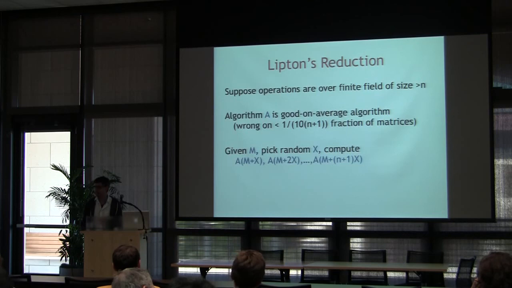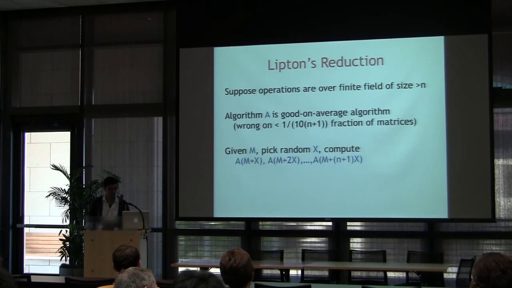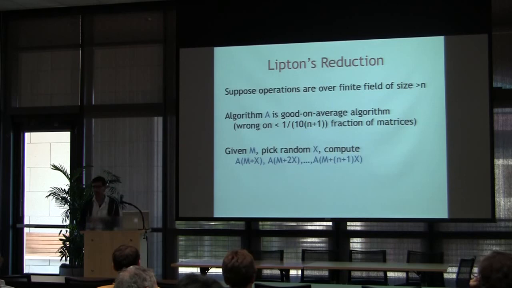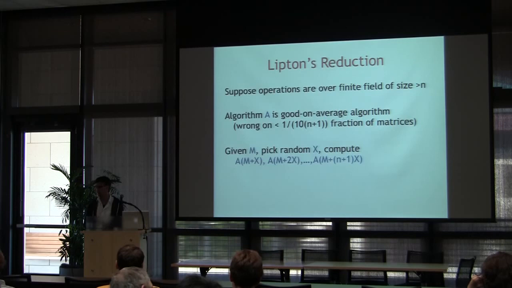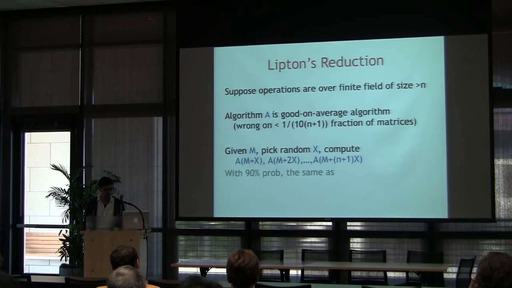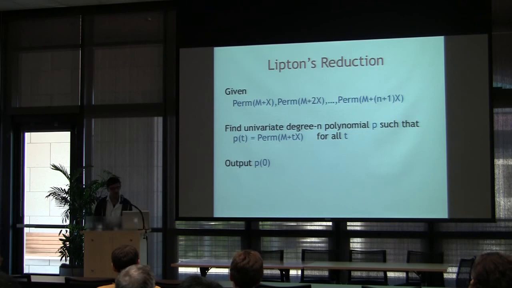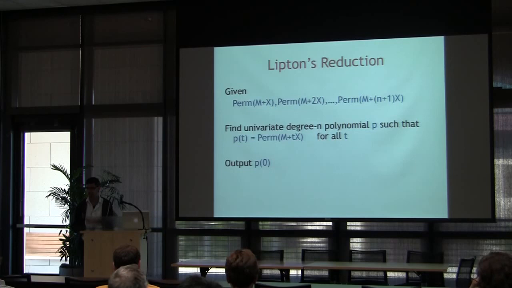So if you run this algorithm on the matrices M plus X, M plus 2X, M plus 3X, and so on, since each matrix by itself is a random matrix, you have a pretty good probability that the algorithm will find the correct value of the permanent in polynomial time. And by a union bound, this will happen with good probability for all the matrices simultaneously. Now we have the value of the permanent for the matrices M plus X, M plus 2X, M plus 3X, and so on.